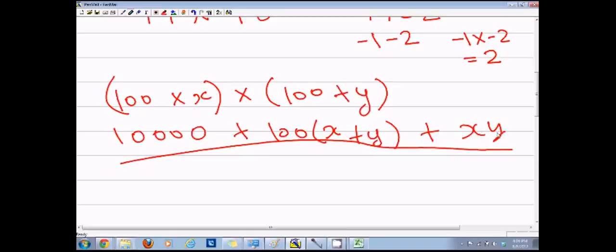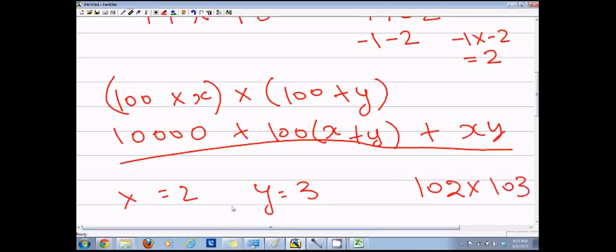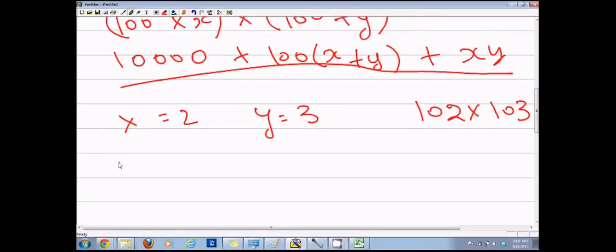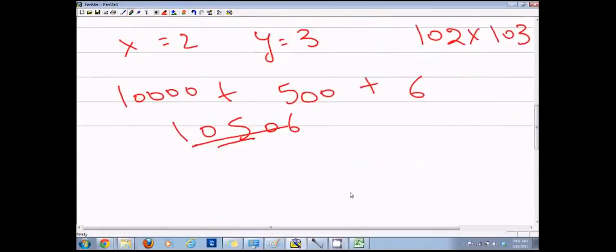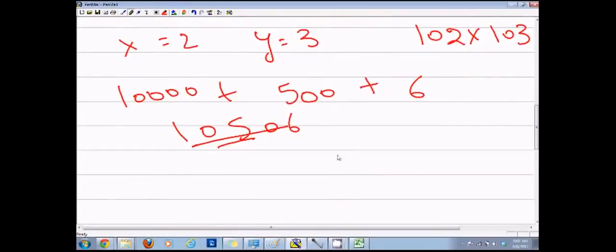However, when I add the numbers together, I add them on the hundredths place, and then when I multiply them together, I add them on the first place. So if I have x equal to 2 and y equal to 3, because I want to multiply 102 and 103, then in this case we will have 10,000 plus 500 plus 6. So the answer will be 10506. So I hope this tutorial will help, and you can use these tricks for your exams to go quickly through the math, and good luck with your exams.